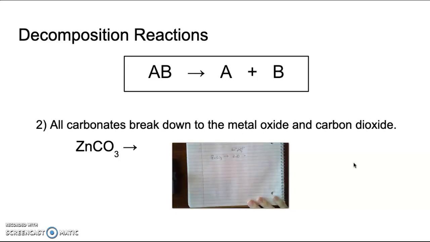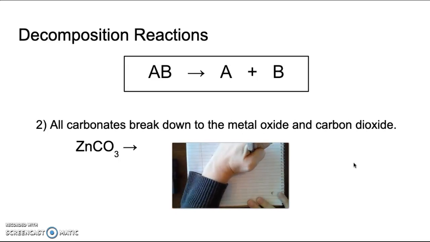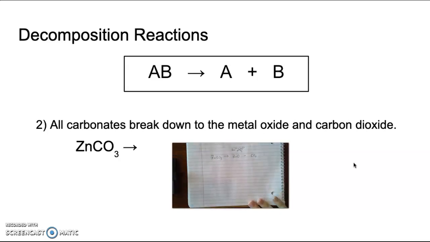Then our second product is going to be carbon dioxide. So this is a covalent compound. So it's going to have 1 carbon and 2 oxygens, carbon dioxide. So these are going to be our 2 products. And then we just want to check and see if our reaction is balanced. So we've got 1 zinc on each side, 1 carbon on each side, and then over here we've got 3 oxygens, and over here we've got 1 plus 2 or 3 oxygens. So this one is already balanced.